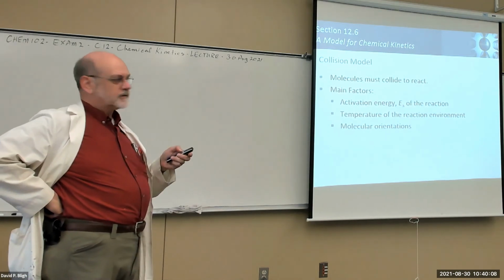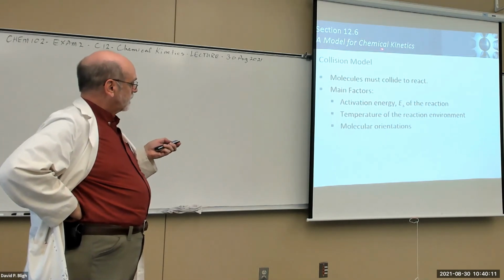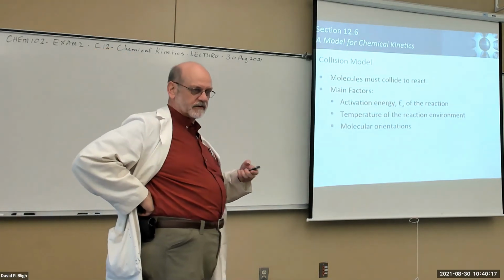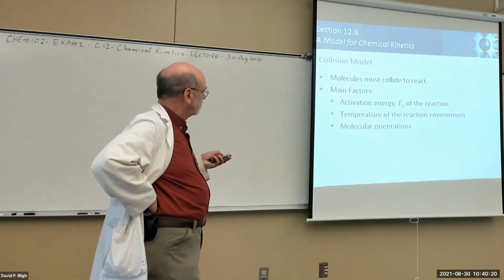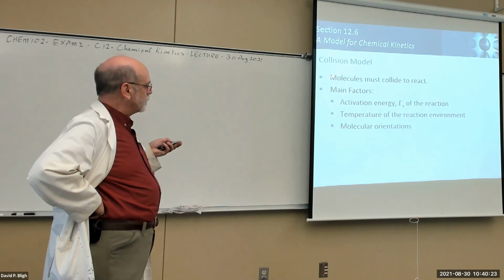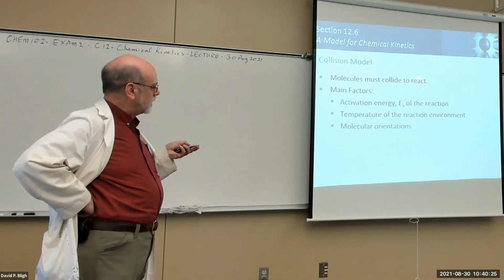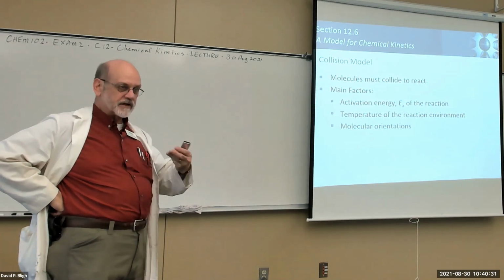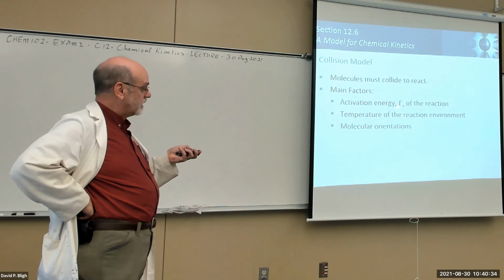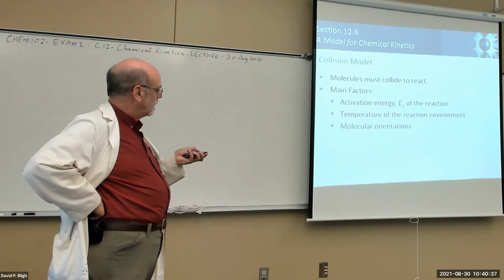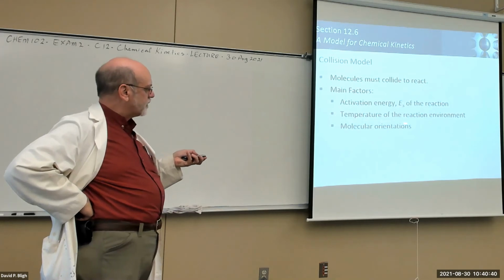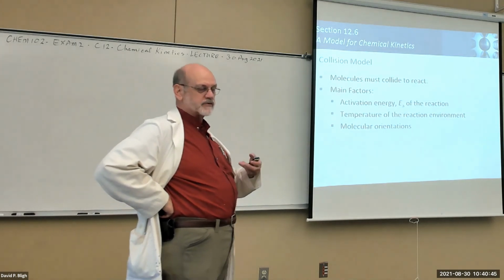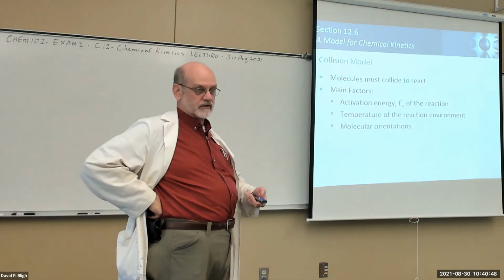Okay, the collision model for chemical kinetics requires what? First, molecules must collide. They've got to come in contact with each other in order for a reaction to go. And the main factors that influence that reaction upon collision are activation energy. They need a certain amount of energy. If they don't have that minimum amount, then the reaction will not happen. And that is largely dependent upon temperature. Right? So if you have higher temperature, you have higher kinetic energy. Right? Temperature is the average kinetic energy of the molecules in a mixture.